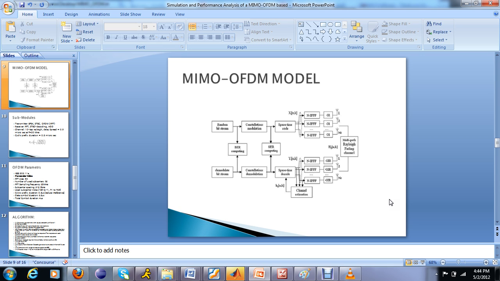After that, the OFDM demodulation is done by performing FFT. After that, space-time block decoding is done with the help of the equalization matrix. After that, the constellation demodulation, that is QPSK, QAM, or whatever modulation was applied, is done, and the data estimate is obtained.